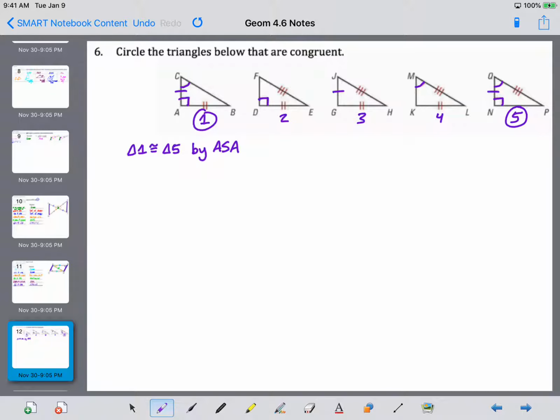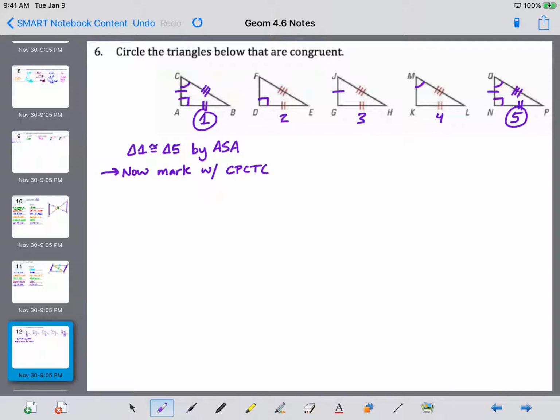And now we can mark those two with corresponding parts of congruent triangles being congruent. So now I know that I can put this double tick mark on the bottom of triangle 5, and I can put this triple tick mark on the side of the first triangle. All right, well now I've got a ton of matching information.